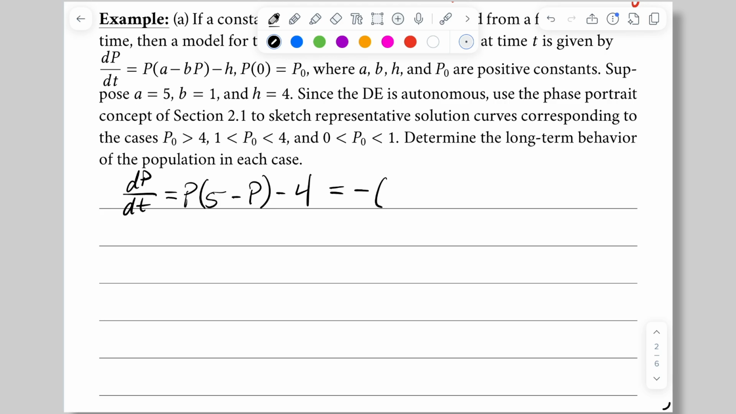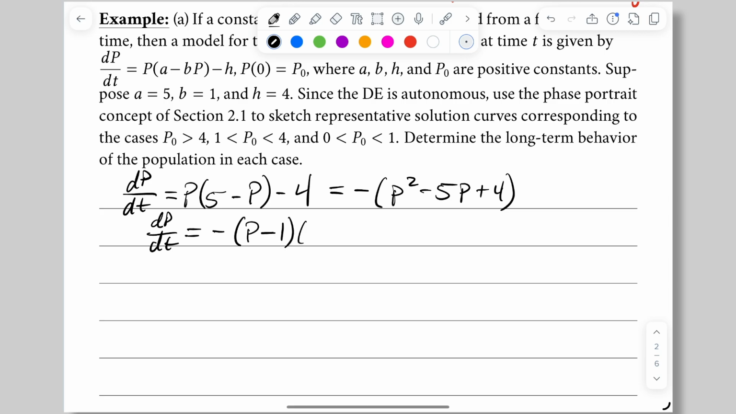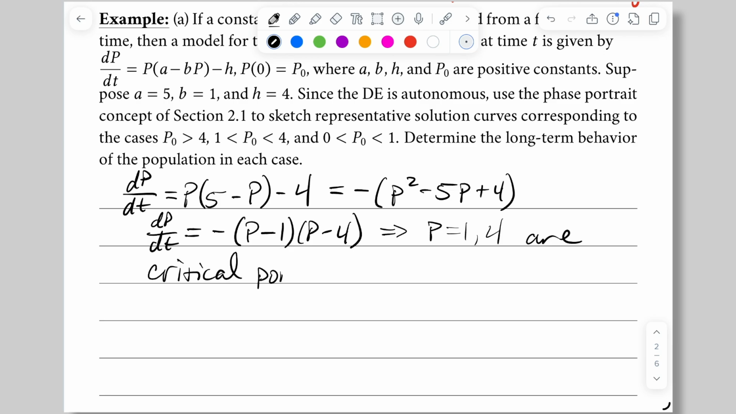Distributing and then factoring out a negative is going to give us P squared minus 5P plus 4, all with a negative factored out of it, right? So dP/dt can be factored into the negative of P minus 1 times P minus 4. This implies that P equals 1 and 4 are critical numbers, or critical points.